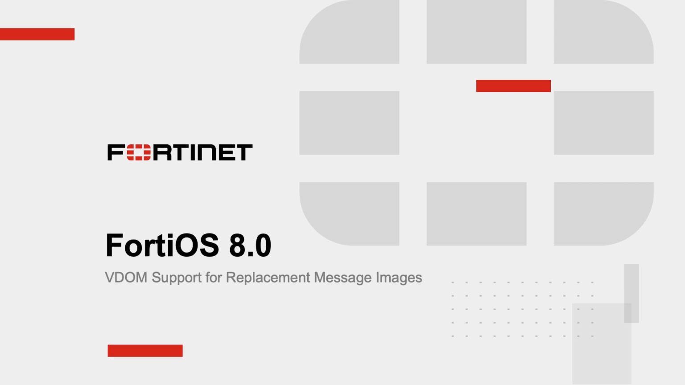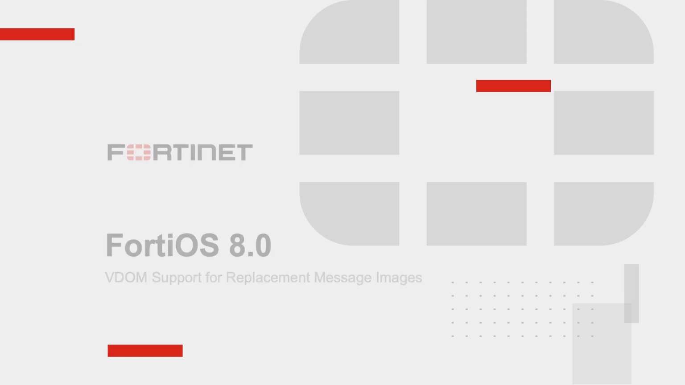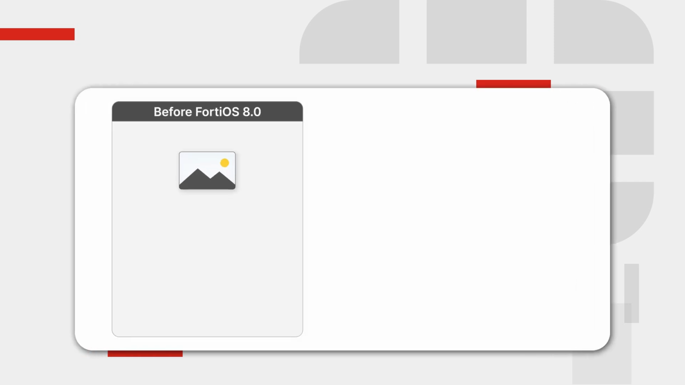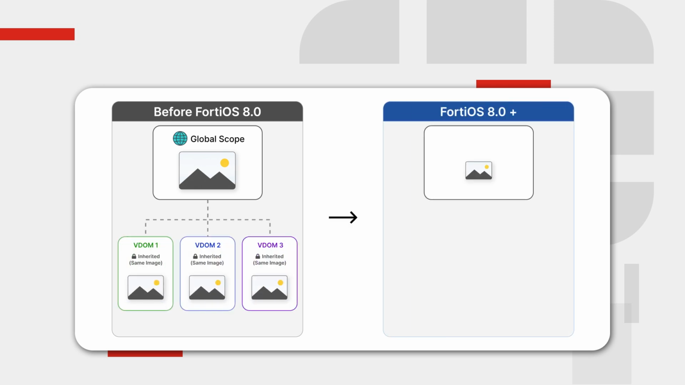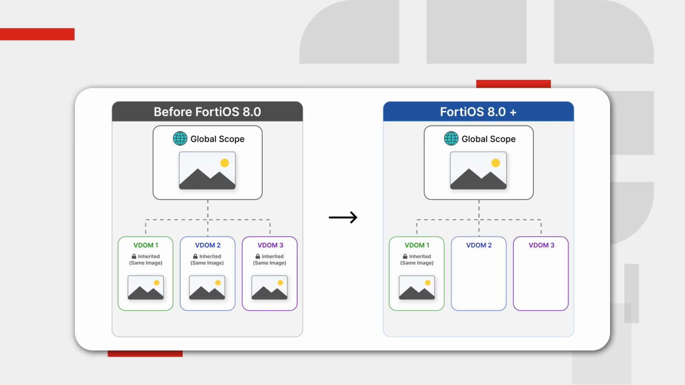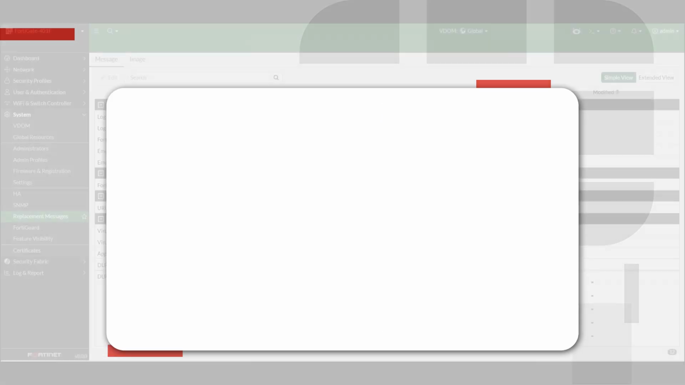Hello everyone, in this video we will introduce a new FortiOS feature, VDOM support for replacement message images. Previously in FortiOS, the replacement message image was supported only at the global scope, meaning all VDOMs shared the same image. This new feature in FortiOS extends support to both global and per-VDOM scopes, allowing each VDOM to manage its own image while maintaining clear inheritance and isolation from the global setting. Let's get into the demo.